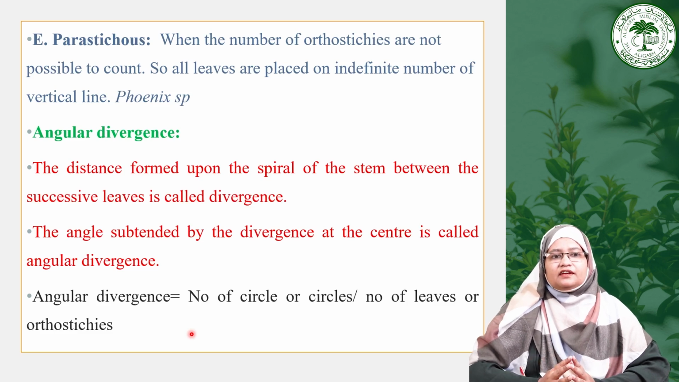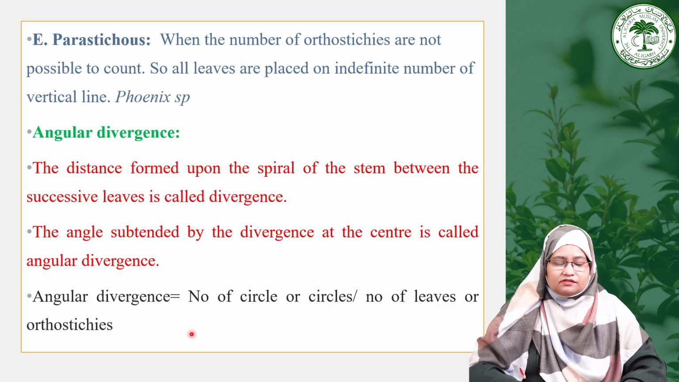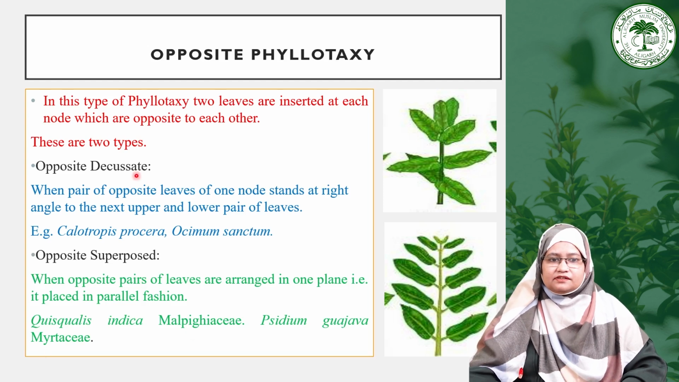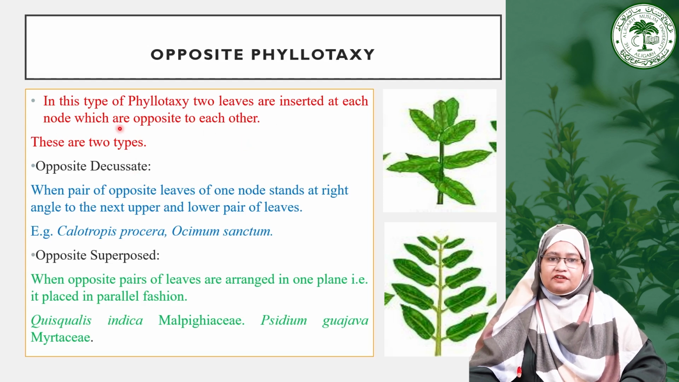So, from here we can calculate the angular divergence for the spiral arrangement. The next type of arrangement is the opposite phyllotaxy. As we have discussed earlier, in opposite phyllotaxy, when a pair of leaves is present, it is called opposite. But this type of opposite phyllotaxy is further categorized into two types: the opposite decussate and opposite superimposed. In opposite decussate, the next pair of leaves is present at a 90 degree angle to the first one.